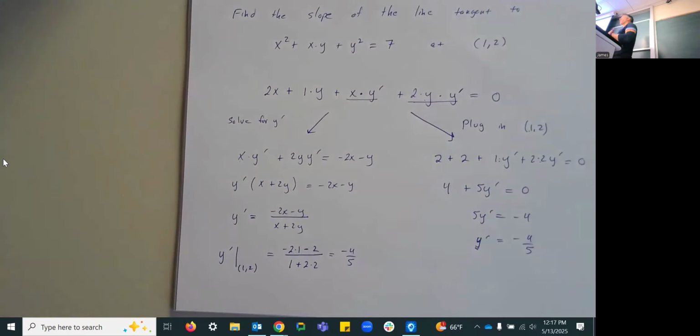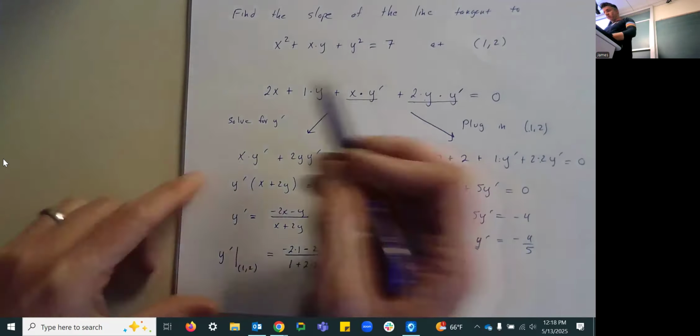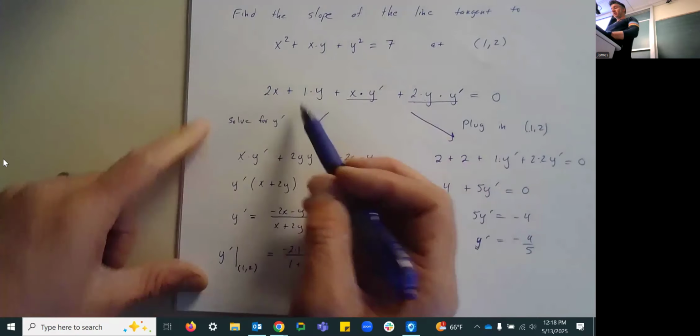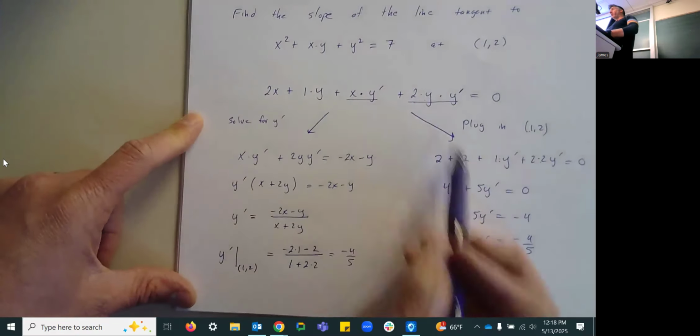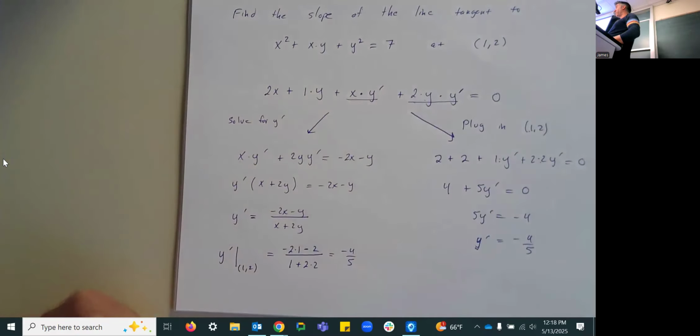You get the same answer either way, but I think one way is a lot easier to do than the other way. So if you're finding a derivative implicitly at a particular point, the best way to do it is to take the derivative of both sides. You always have to start with that. But then instead of solving for y prime, plug in your point first and then solve for y prime. It's almost always going to be easier.